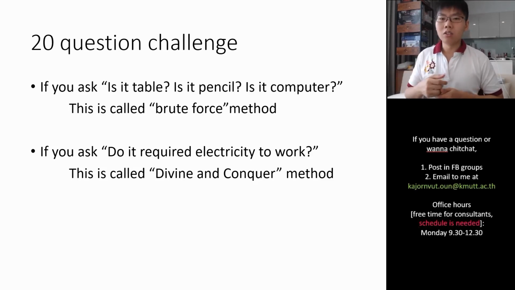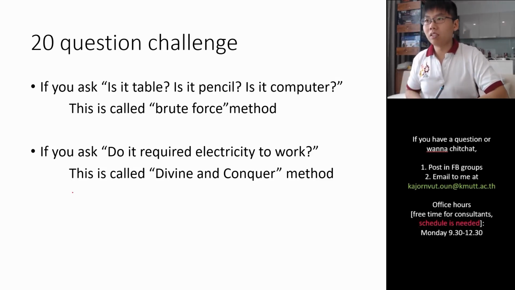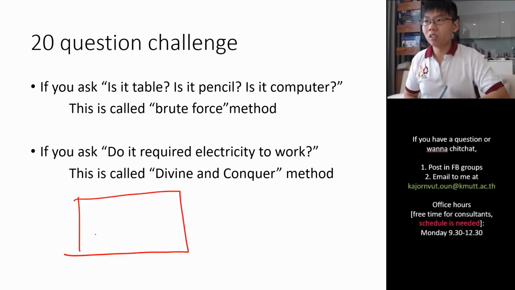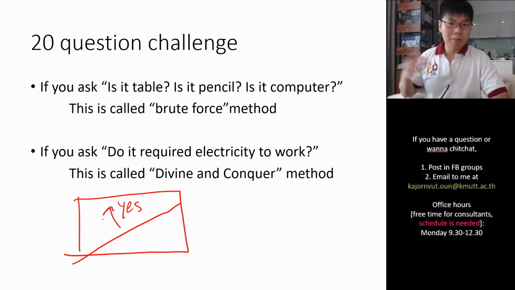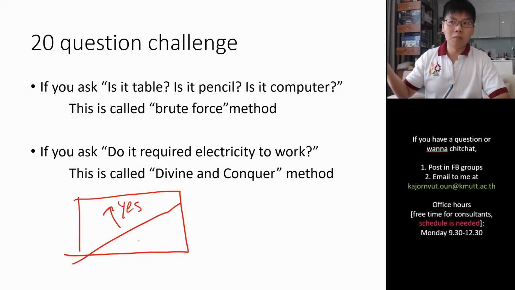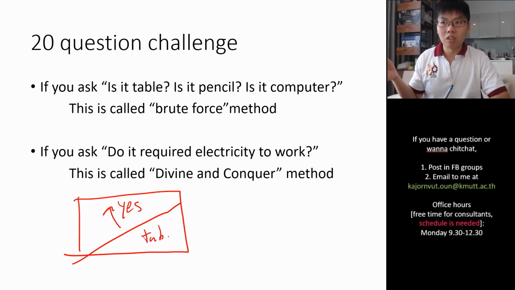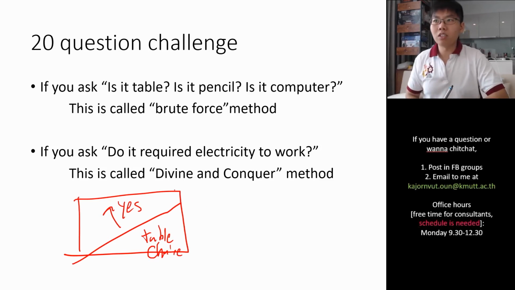Yes or no? Whenever people say yes or no, you can cut down the searching space. For example, like this is our office in the world. When you say, does it require electricity or not, you can divide in half. If yes, it should be something like a mouse, computer, refrigerator, not a table, not a chair, not something else. This one is called divide. So you divide the searching space, and then you conquer.